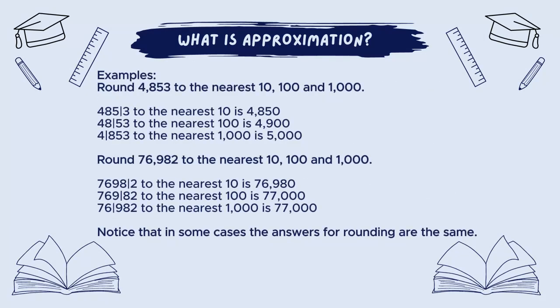Now, some examples. Round 4,853 to the nearest 10, 100 and 1000. 4,853 to the nearest 10 is 4,850. And again, to the nearest 100 is 4,900. Then to the nearest 1000 it is 5,000. In some cases, you will notice that the answers for rounding can be the same. You can see this in the other example that's on the screen.